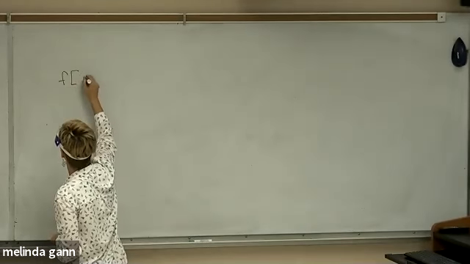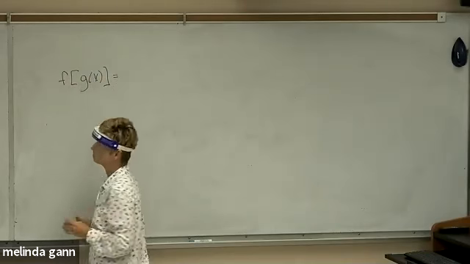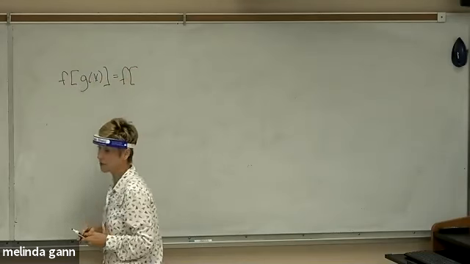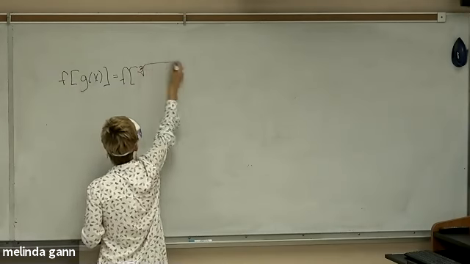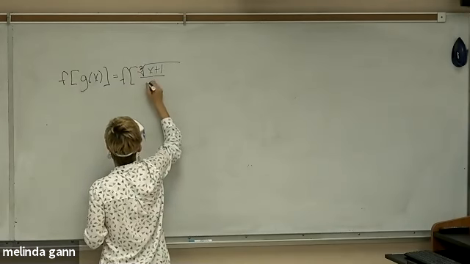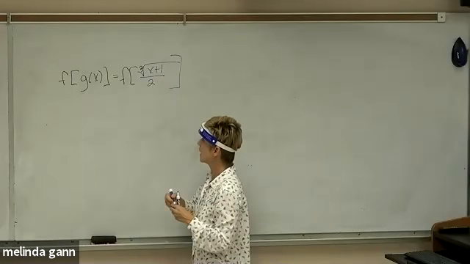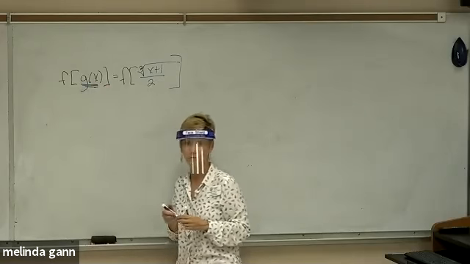So F composed with G at X. All right. Now, what's my G of X over there? What's my G of X equal to? The cube root of X plus 1 over 2, right. All I did was put in for G of X what they told me G of X was.